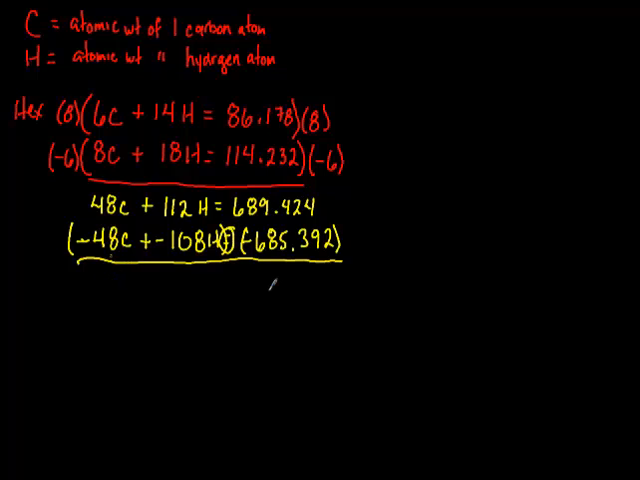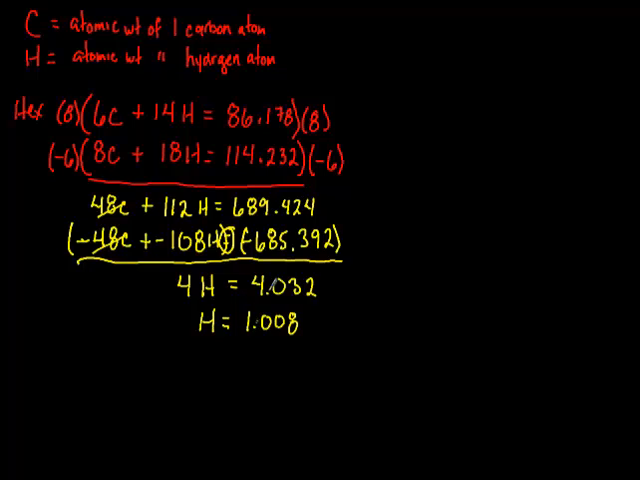So let's do the simplifying. 48C minus 48C, they cancel. Adding these two terms together, that leaves me with a nice friendly 4H equals. Adding the right side together, I get 4.032. To solve for H, divide both sides by 4, and H is equal to 1.008, and that is going to be the atomic weight of one atom of hydrogen.